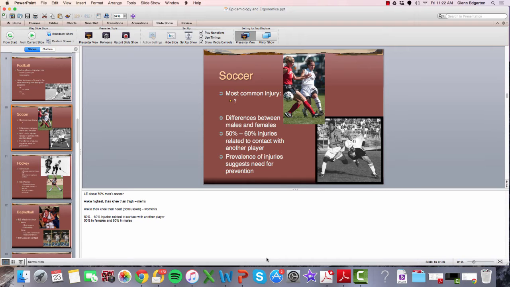So what's the most common? Well, lower extremity. But most specifically, it's the ankle and then the knee. There's a slight difference, obviously, as you can see, between men's and women's. And really, the prevalence of injury suggests a need for prevention, especially of the lower extremity ankle and knee injuries.